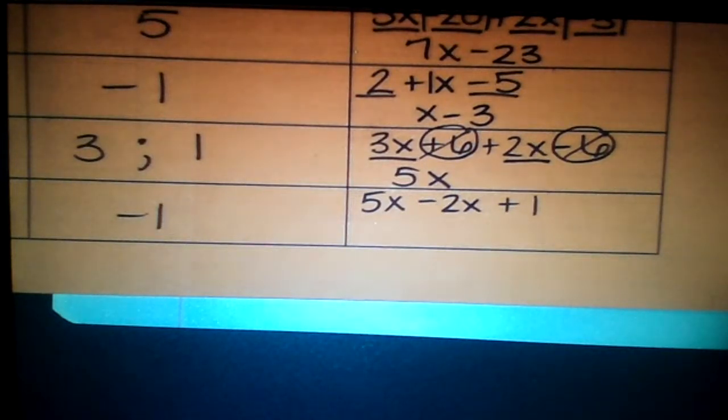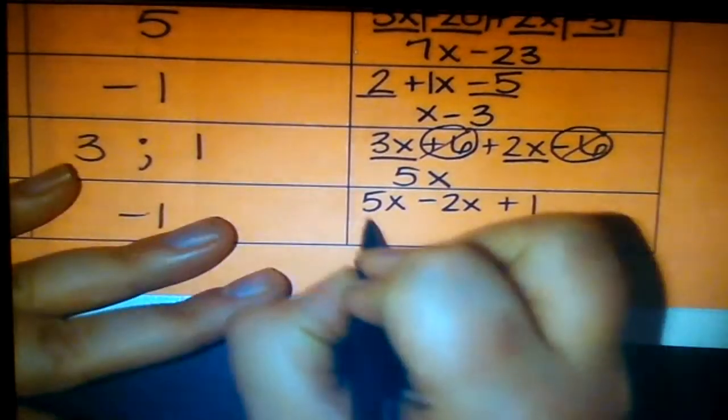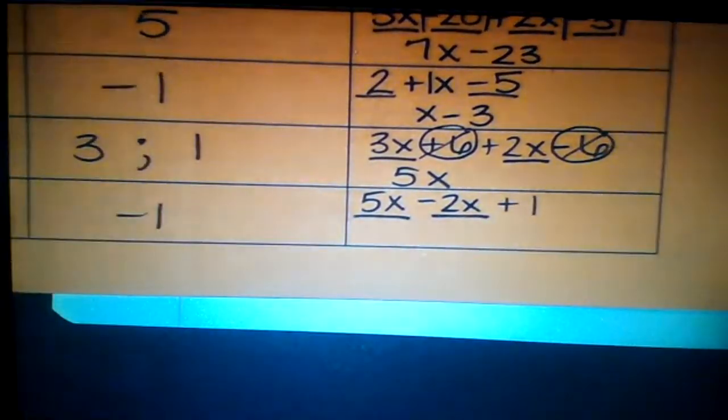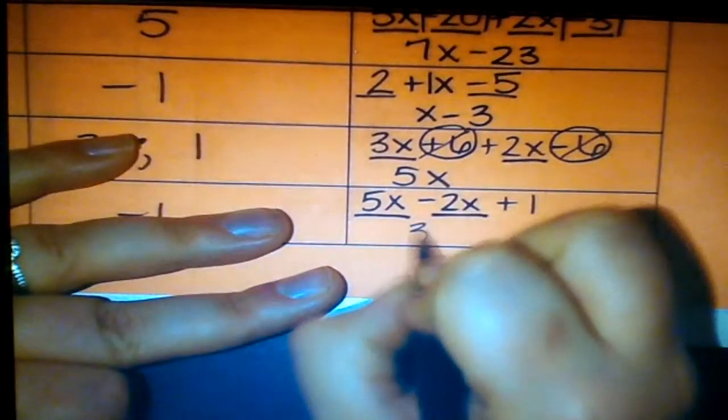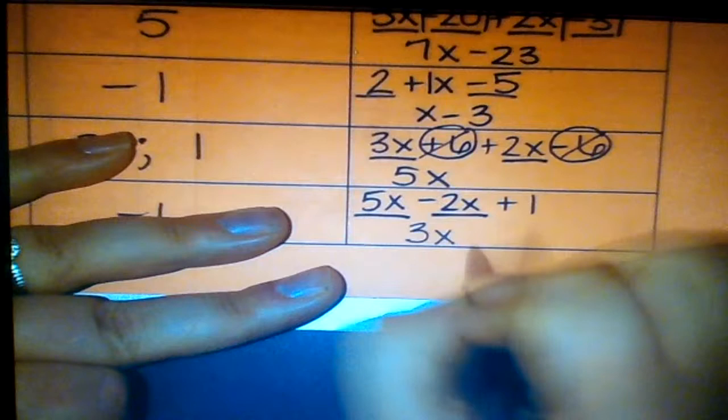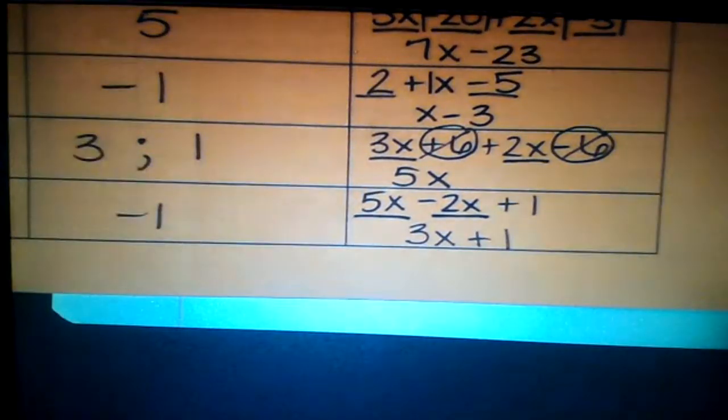Okay. So, Xavier said I'm not done yet. What goes together, Xavier? 5x and -2x, which gives us what? 3x. And then 1 doesn't go with anything, so your final answer here is 3x plus 1.